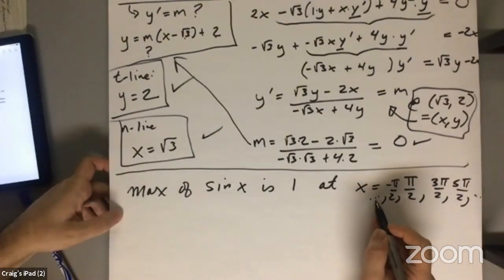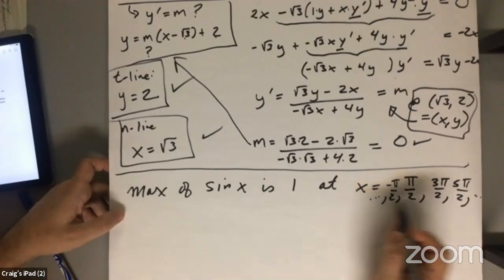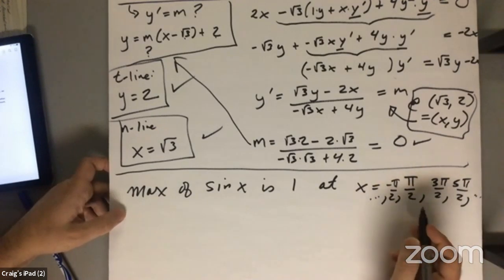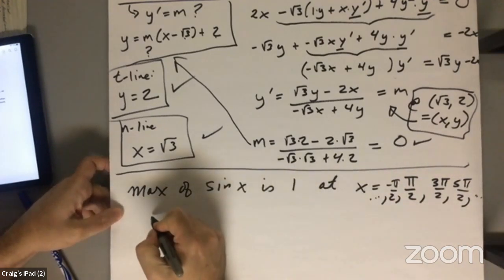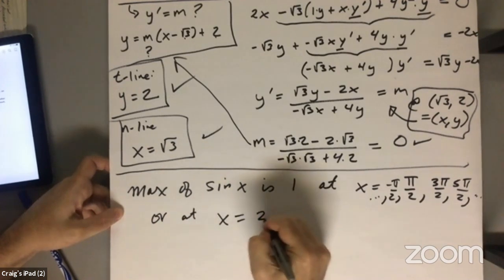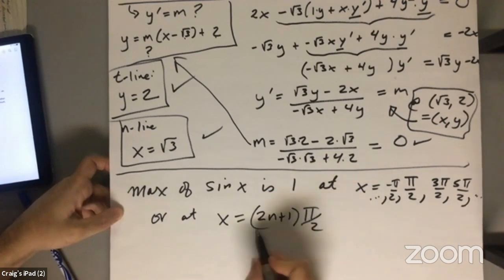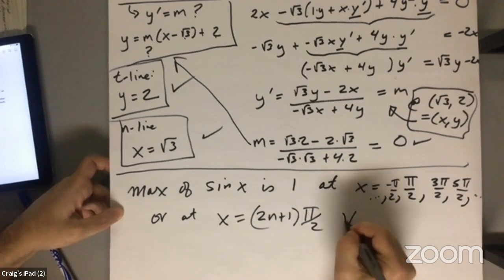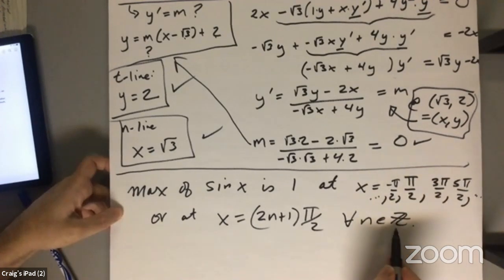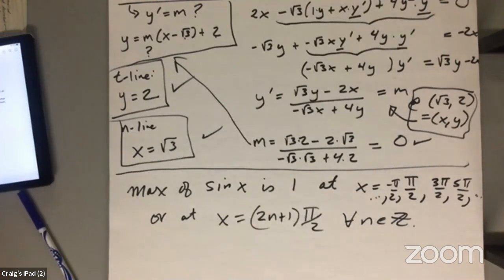A computer can't understand dot, dot, dot yet. I mean, they're getting better. But this is sort of just a pattern, and people figure out the odd powers. So the better way to say it is x equals (2n plus 1) pi over 2, which means the odd powers of pi over 2, for all n in Z. For all integer values of n, you put an integer in there, and that's going to be one of the places that you hit.